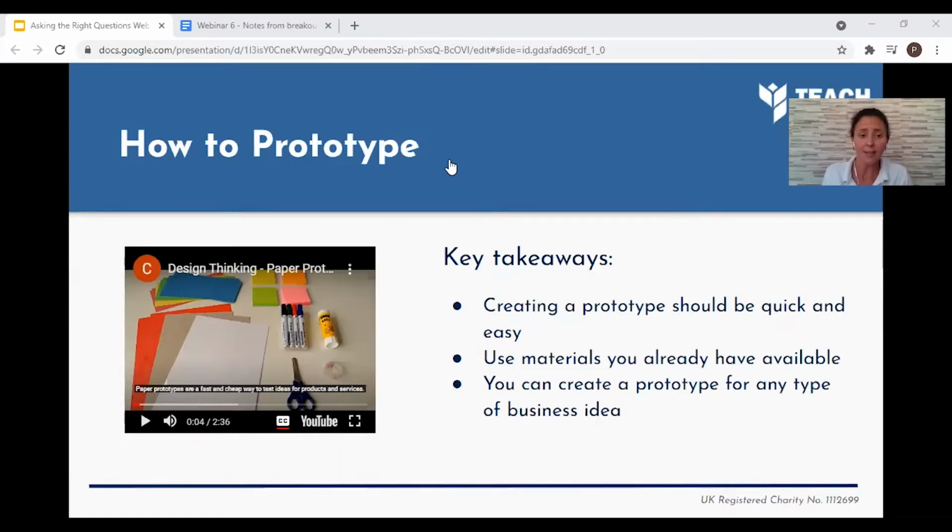So once you've decided on your business idea and made a prototype or model of it, the next step in the business planning process is to start doing research on the market you will be operating in. This brings us to the second section of today's webinar, which is all about market research.